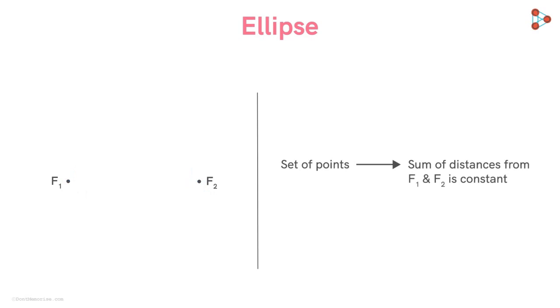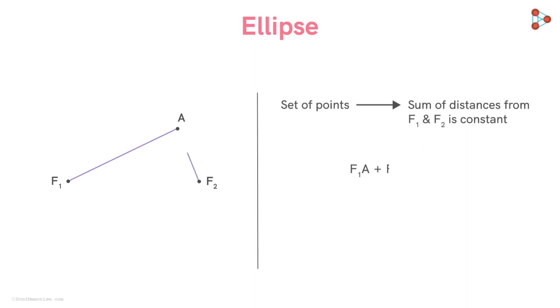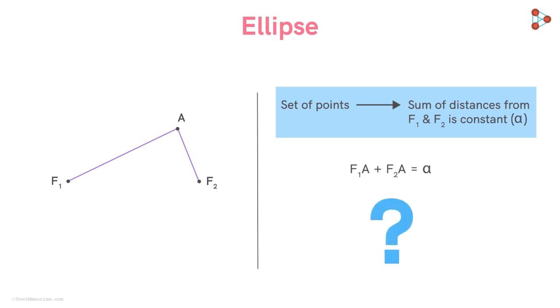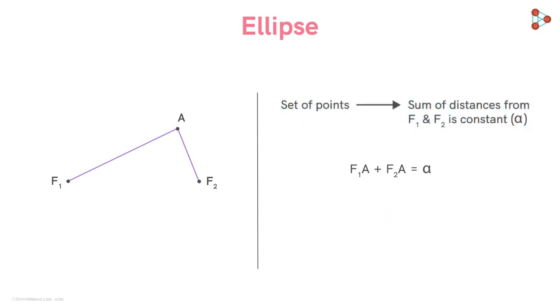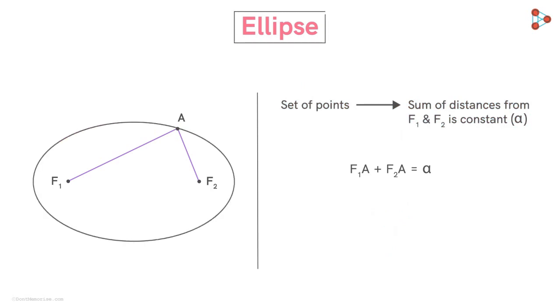Let me explain. Suppose we take a point here. Let's name it A. Now let's say the sum of its distances from point F1 and point F2 is some number alpha. Now consider all such points whose sum of the distance from these 2 points is exactly equal to alpha. Are there any such points? Yes, there are many more. Collection of all such points is called an ellipse.